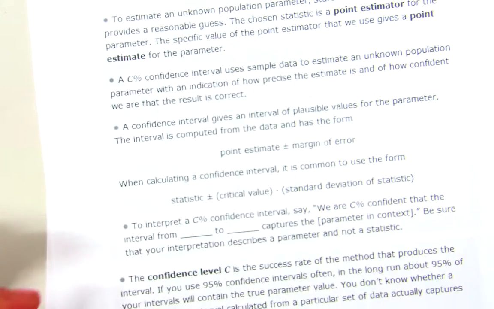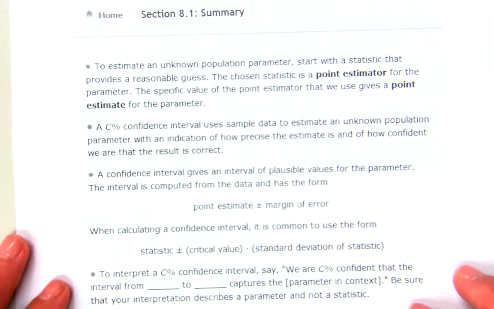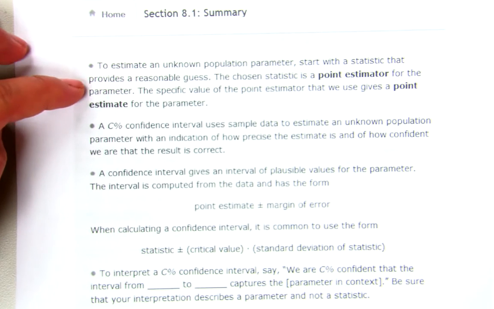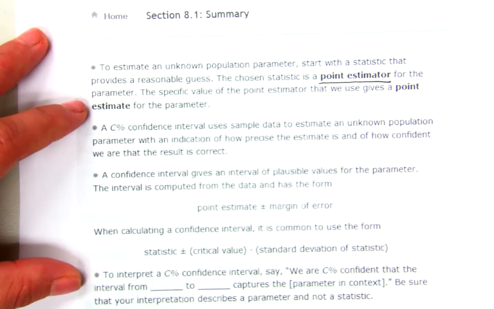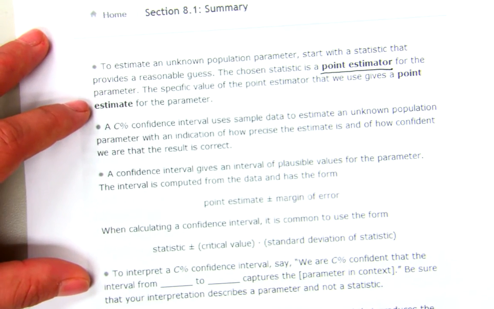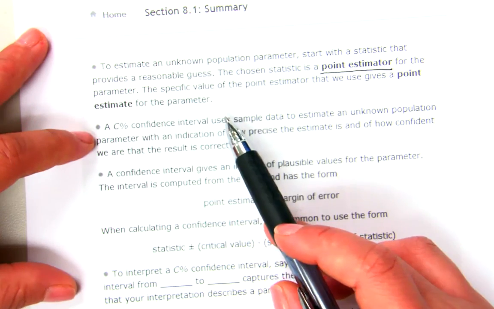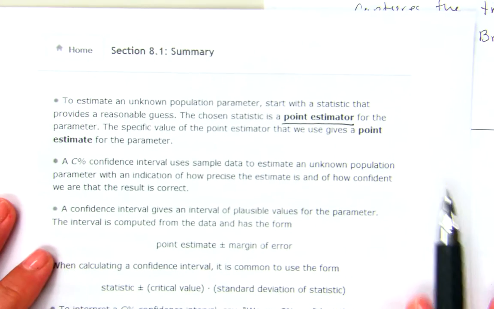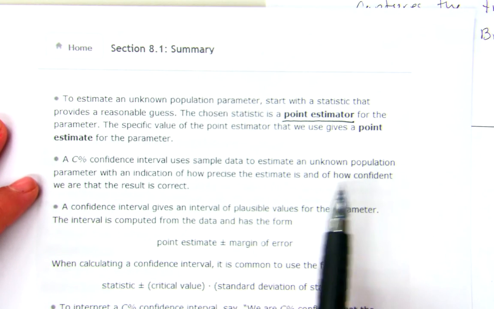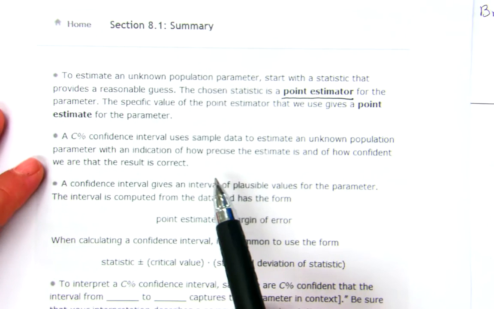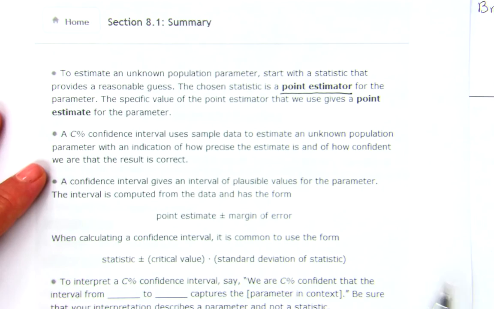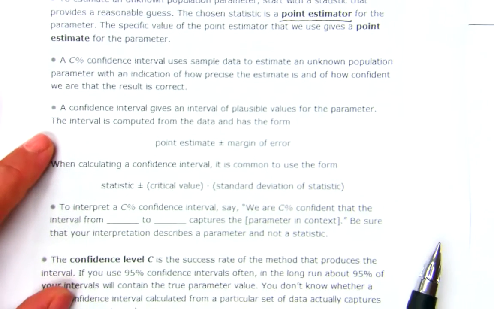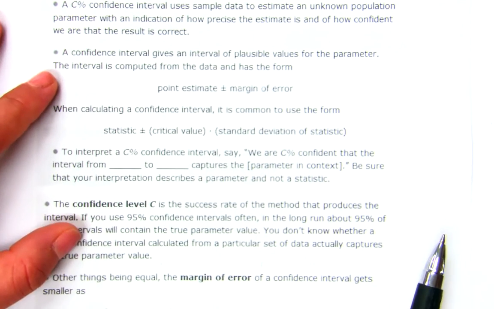So really quick as a summary, to estimate the unknown parameter, start with the statistic that provides a reasonable guess. The statistic is the point estimator. Okay, so there's your vocab word. For the parameter, the specific value of the estimator that we use gives a point estimation for the parameter. Okay, so confidence interval, which is what this entire chapter is going to be about, uses sample data to estimate an unknown population parameter, because sometimes you don't know what it is and we need to actually find it, with an indication of how precise the estimation is and how confident we are the result is correct.